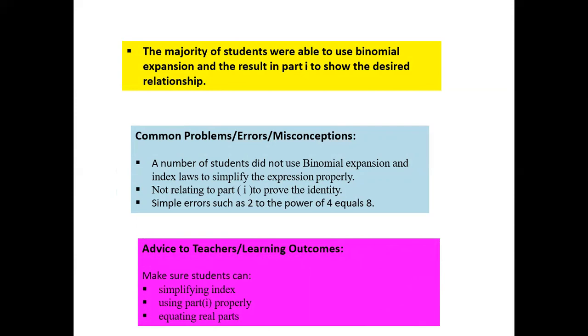So for the advice here, students have got to know the indices, and indices are actually a major problem with many students. And don't forget to use part 1. So the 'hence' part, using part 1, is really useful, and equating the real parts is another option for the student if they use binomial expansion.